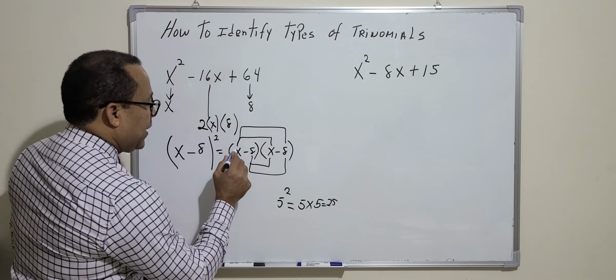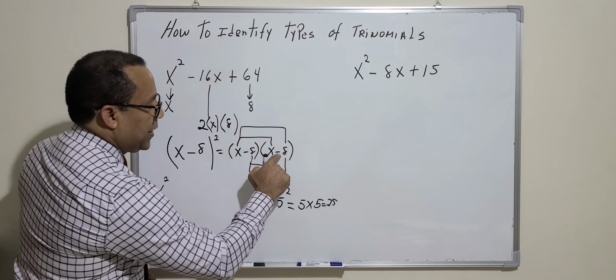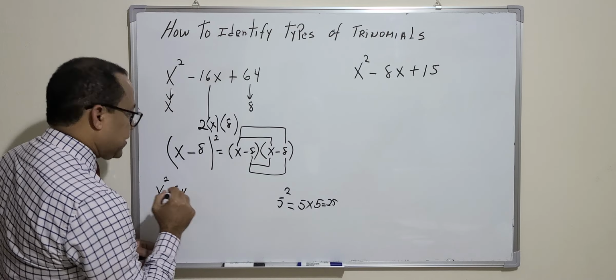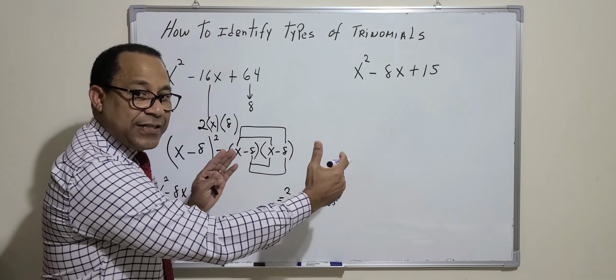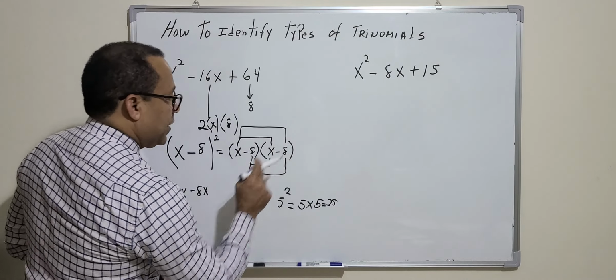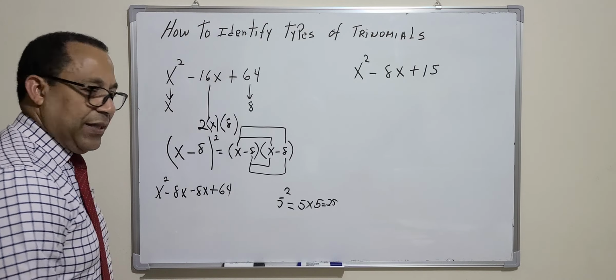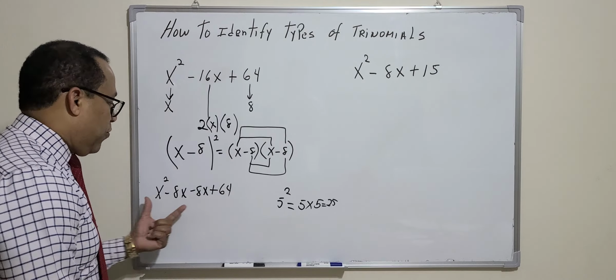X times x, x to the second power. X times negative 8, outer terms, negative 8x. Inner terms, negative 8 times x is negative 8x. And last terms, negative 8 times negative 8 equals positive 64. And now we have these 4 terms, which can be simplified further because we have some like terms here.